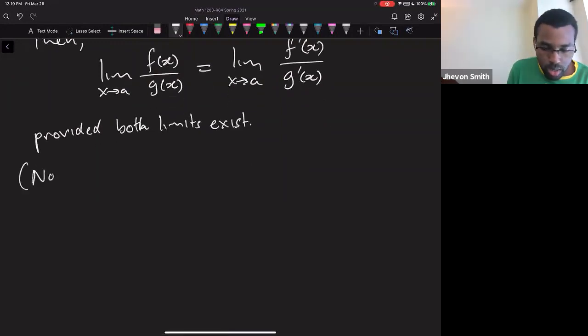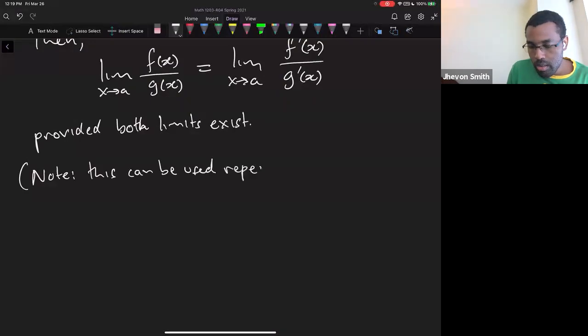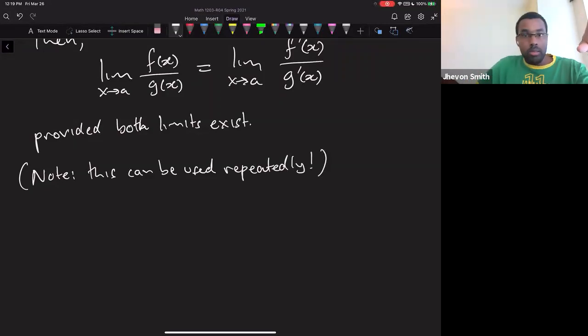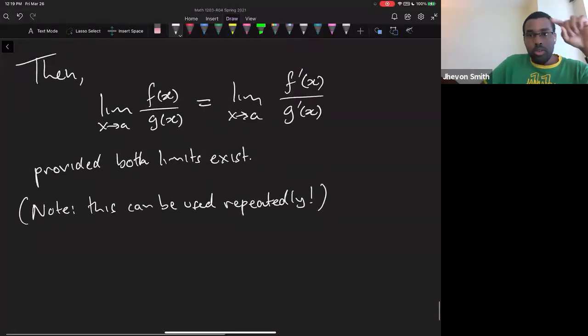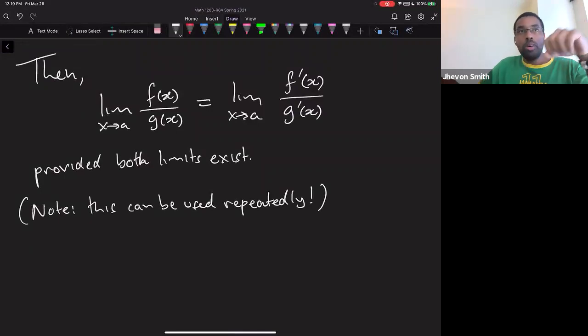I do also want you to note this can be used repeatedly, right? So you have a limit. It's a limit of a division, right? You realize it's going to 0 over 0 or infinity over infinity. What you can do is you can hit it with L'Hôpital's Rule. You differentiate the top, you differentiate the bottom. Again, we're not doing the quotient rule. We're literally just differentiating the top, differentiating the bottom. You differentiate the top, you differentiate the bottom. This might make the function simpler, right?